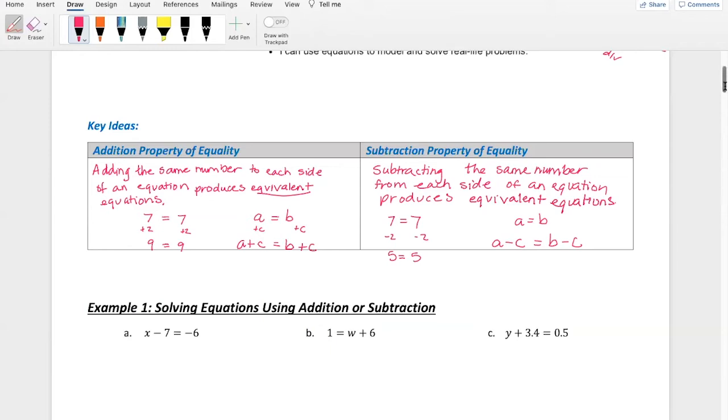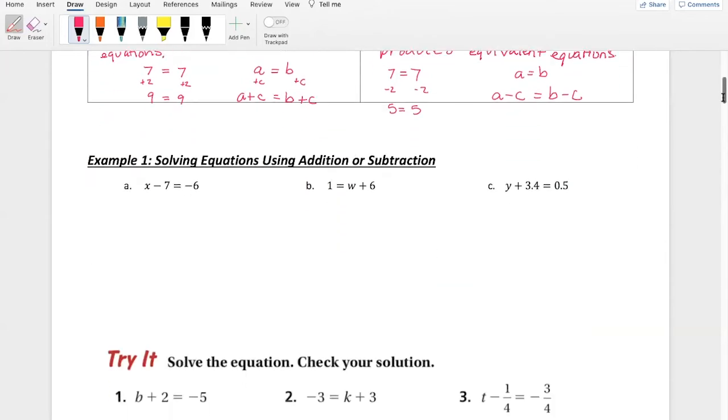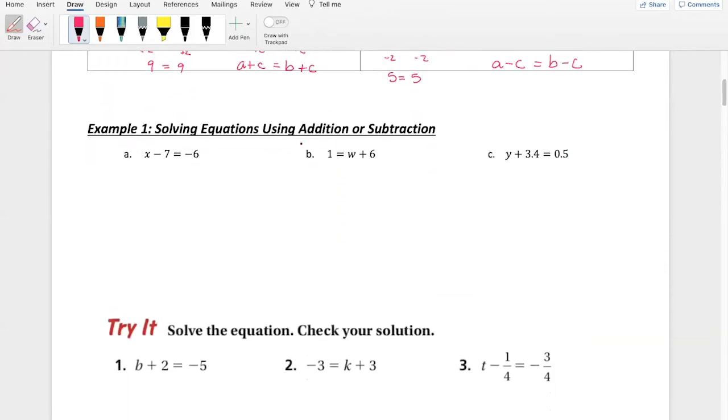All right, so we are going to apply these properties and our inverse operations as we start solving equations using addition and subtraction. We're going to start with addition and subtraction. Our goal when we're solving equations is we always want to isolate the variable. So you'll hear me say that isolate means get the variable by itself. I want to know, what does that variable equal?